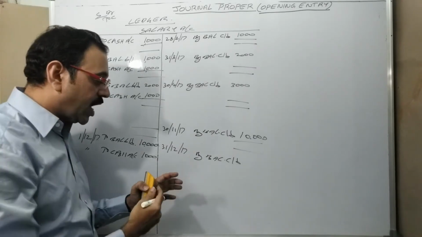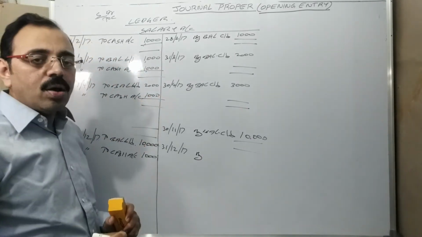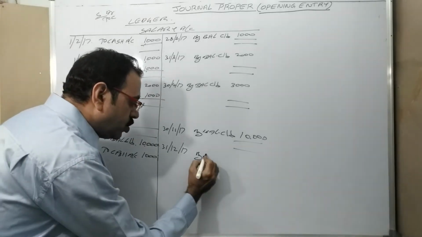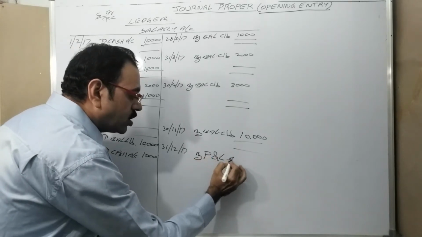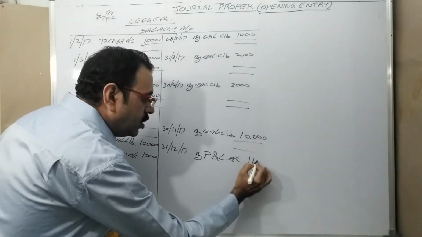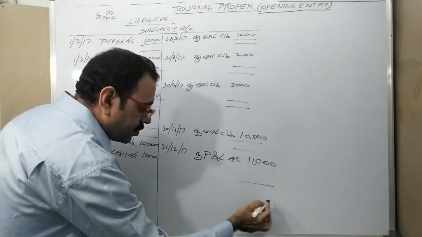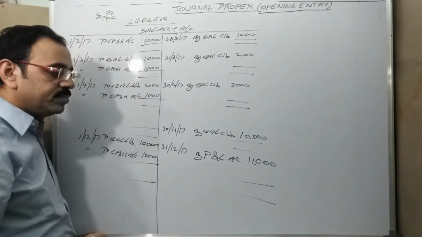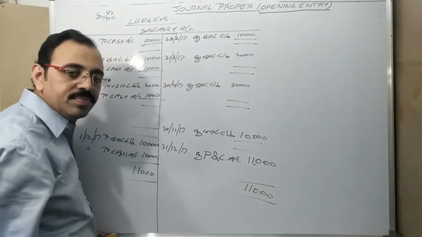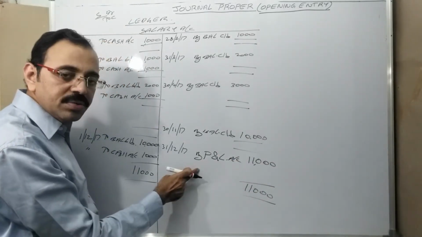Therefore, don't write balance carried down. Then what to write here? In final accounts, where we show salary? Profit and loss account, debit side. Therefore, we should write by profit and loss account. Then the total amount is 11,000 rupees. Clear? Then the account will get closed. See, for next year you cannot bring any balance there because there is no balance here.